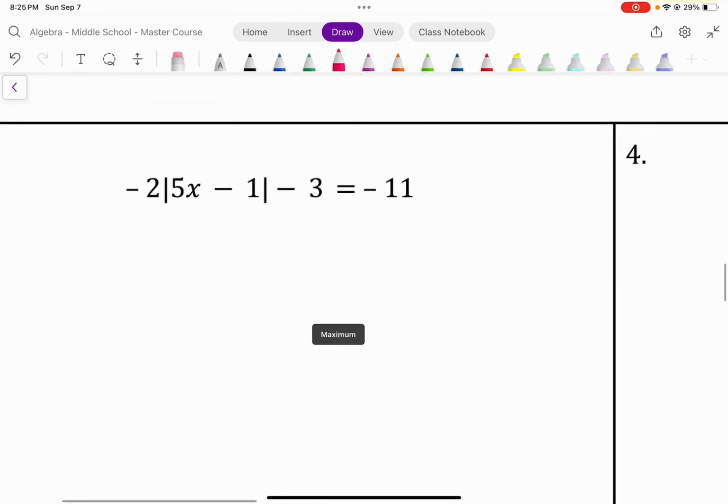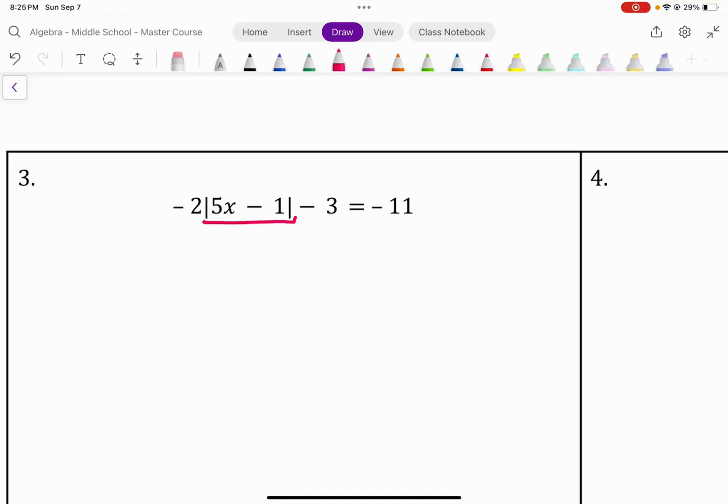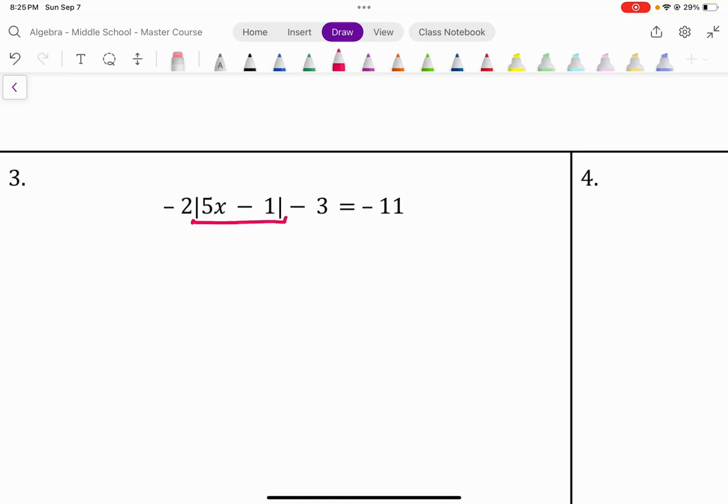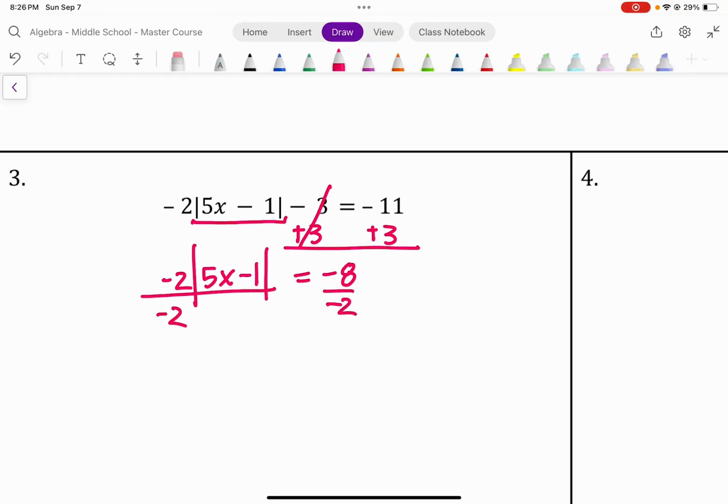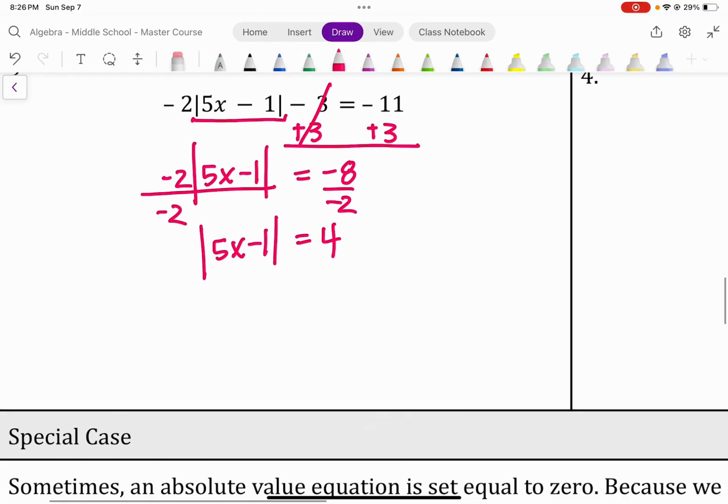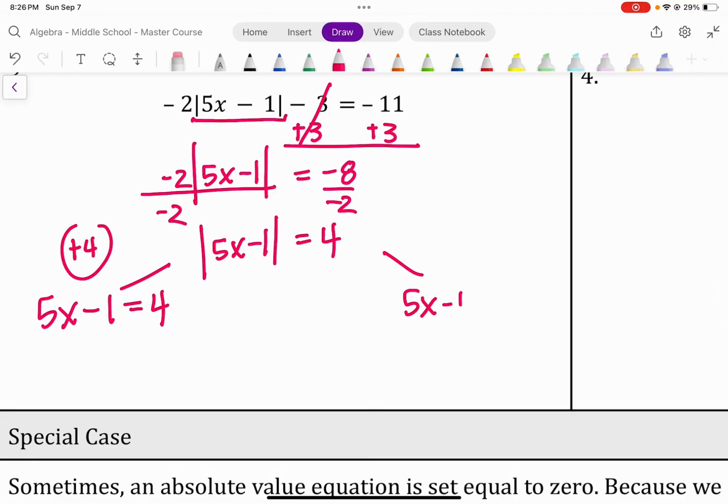Okay. Next up, here's my absolute value. It's getting multiplied, and then we subtract it by 3. So we'll add 3 first. Negative 2, absolute value 5x minus 1 equals negative 8. Now the negative 8 is going to go away because my absolute value is getting multiplied by negative 2. So when I divide both sides by negative 2, I'll have 5x minus 1 equals 4. So we'll solve twice. 5x minus 1 equals 4. And then 5x minus 1 equals negative 4.